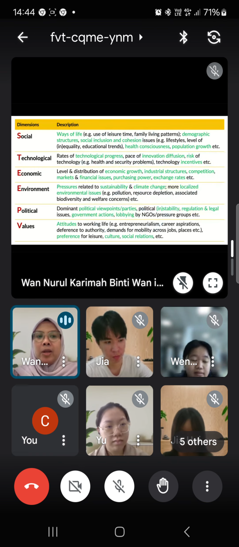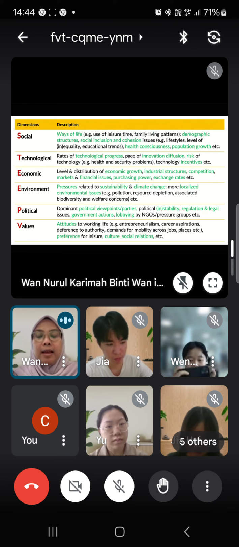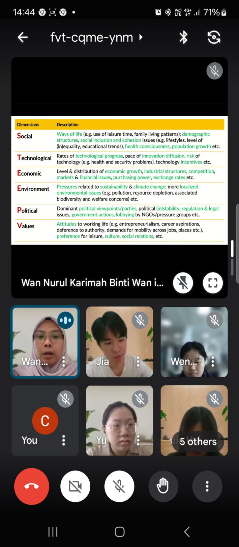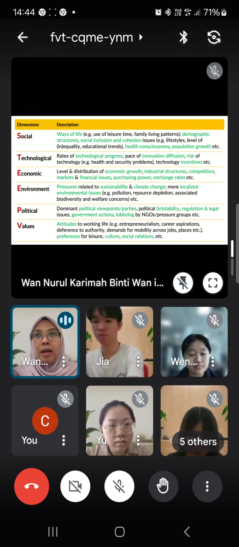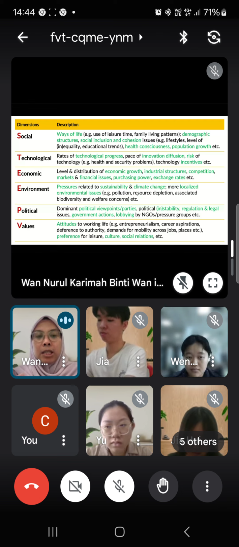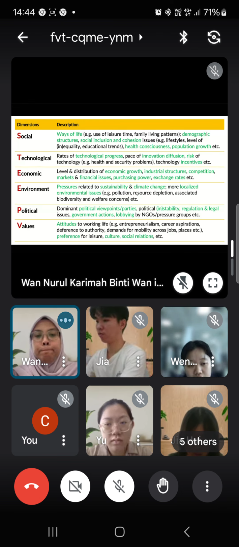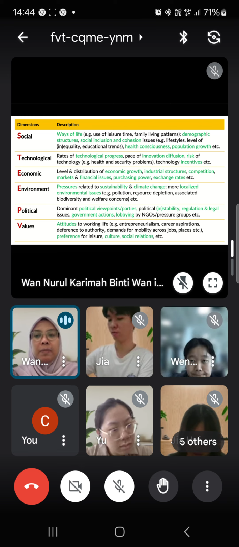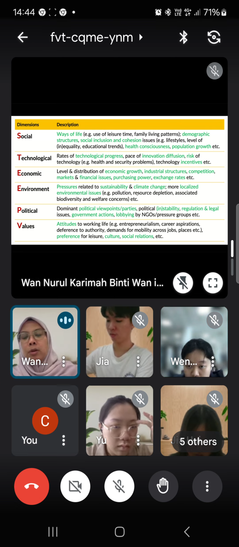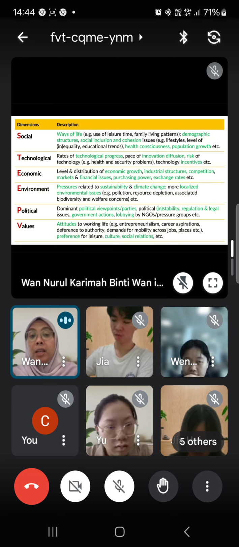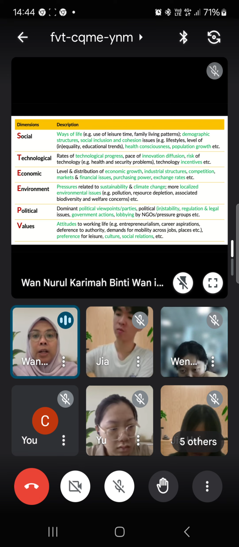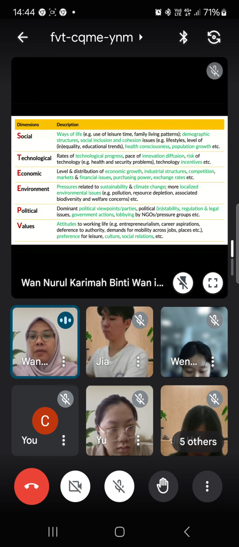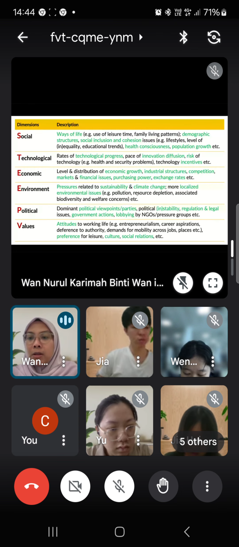Okay, so if we define the dimensions of the STEEPV factors, these are just an example. If you Google for STEEPV factors, you may find different descriptions or different definitions of each of the dimensions. So what I can share here is social is related to ways of life. For example, use of leisure time, family living patterns, demographic structure, social inclusion and cohesion issues such as lifestyle, level of inequality or equality, educational trends, health consciousness, population growth, etc. And technological factors are related to technological progress, pace of innovation diffusion, risk of technology, technology incentives, etc.